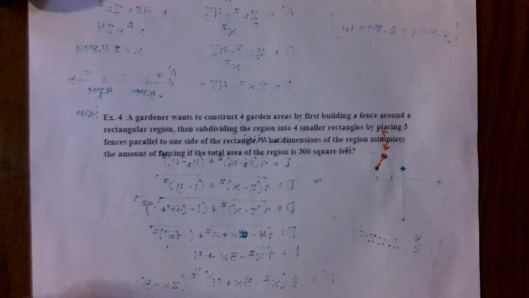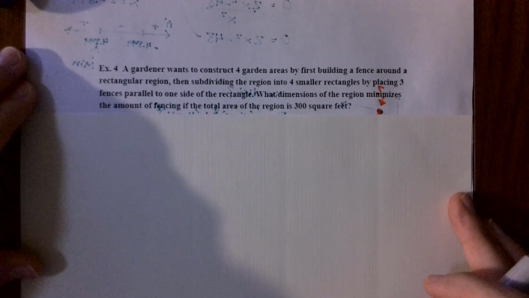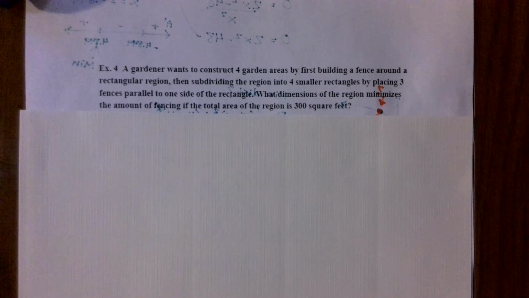Okay. So the last question we're looking at, the page before it bled through pretty bad. So we've got a gardener that wants to construct 4 garden areas by first building a fence around a rectangular region, then subdividing the region into 4 smaller rectangles by placing 3 fences parallel to one side of the rectangle.